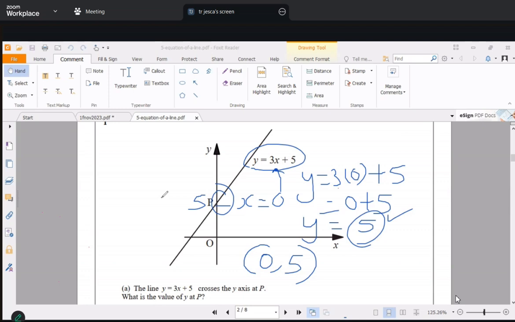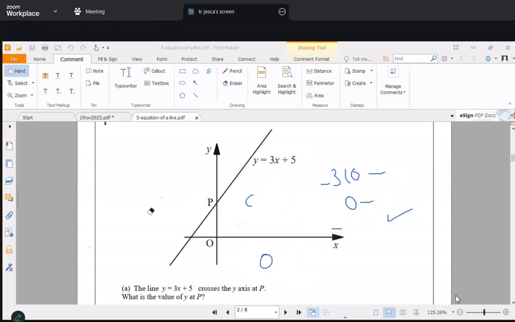Have you understood how that question is supposed to be answered? And the steps, all of them, you've gotten them? Yes. So that's how that question is supposed to be done. Let us see the next one.